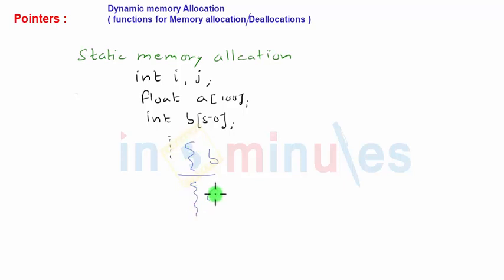The next part of the program works with array a, that is, it does some processing with array a, but at that time it is not at all utilizing array b. In that case we are using those 400 bytes of memory, but the 100 bytes of memory which is not used is still occupying memory. That is a drawback of static memory allocation.